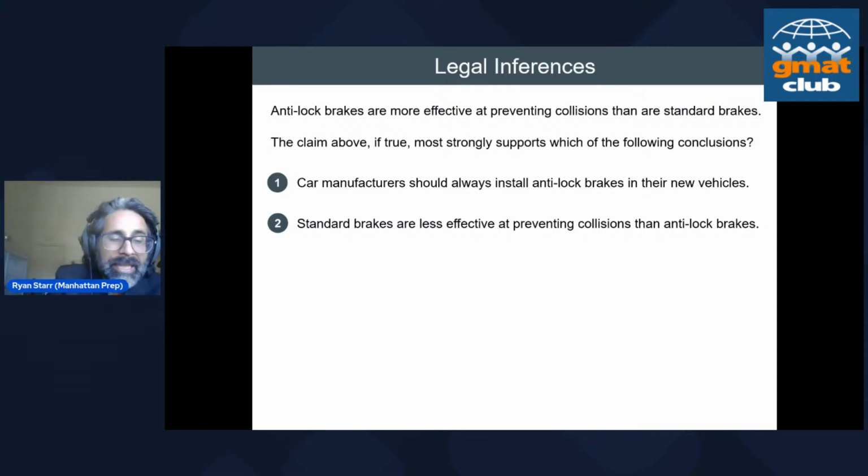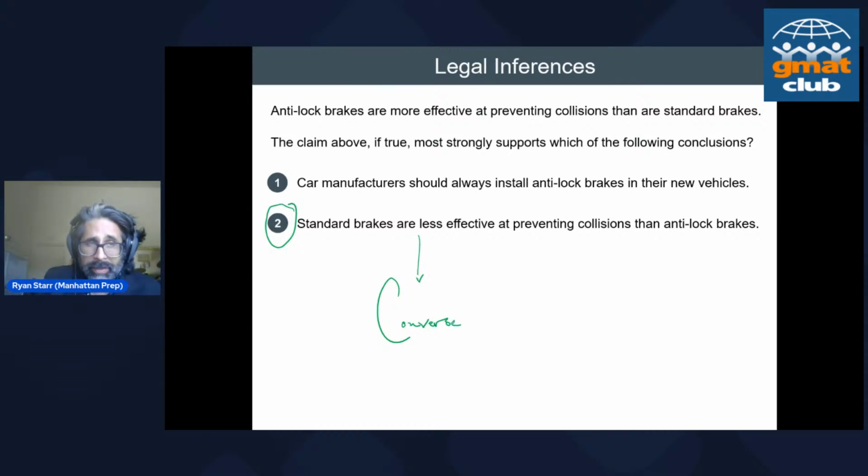The GMAT wants something that is as true as what's up there, and that is indeed number 2. Inference style number 1 is called a converse. There are 2 styles of inference that are super, super common. They get used more than the third one. There are only really, again, 3 styles of inference, and we're going to see all 3 here real quick. This one is a converse. Converse is basically if the passage says A is greater than B, the converse says B is less than A.